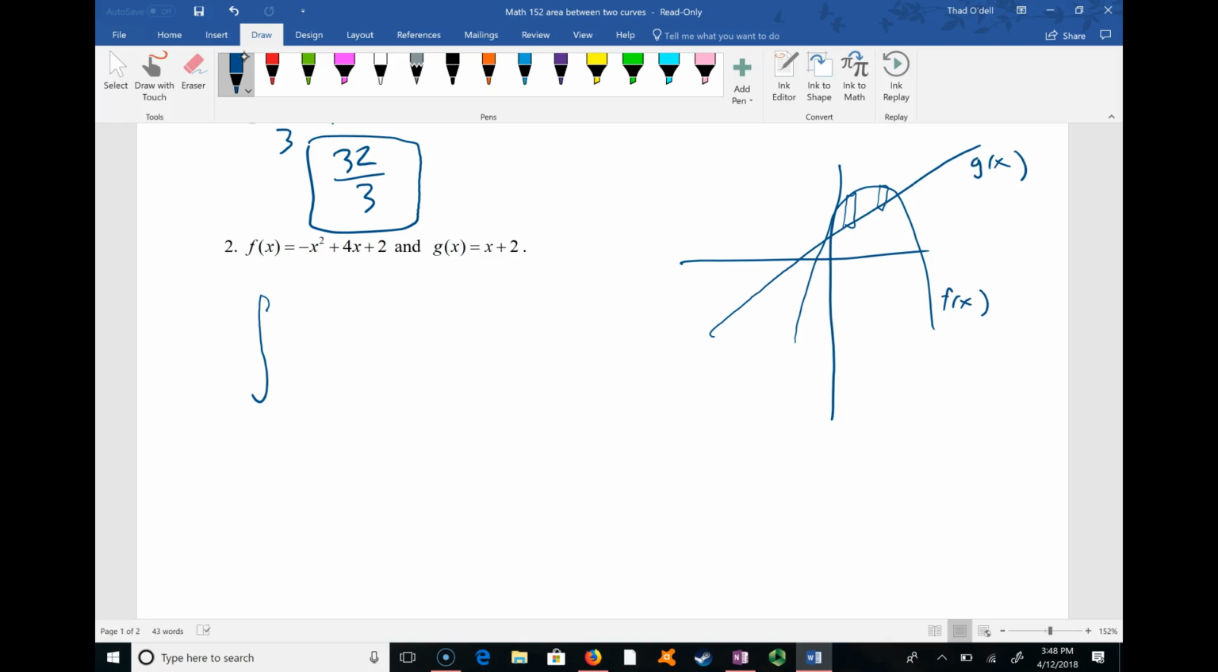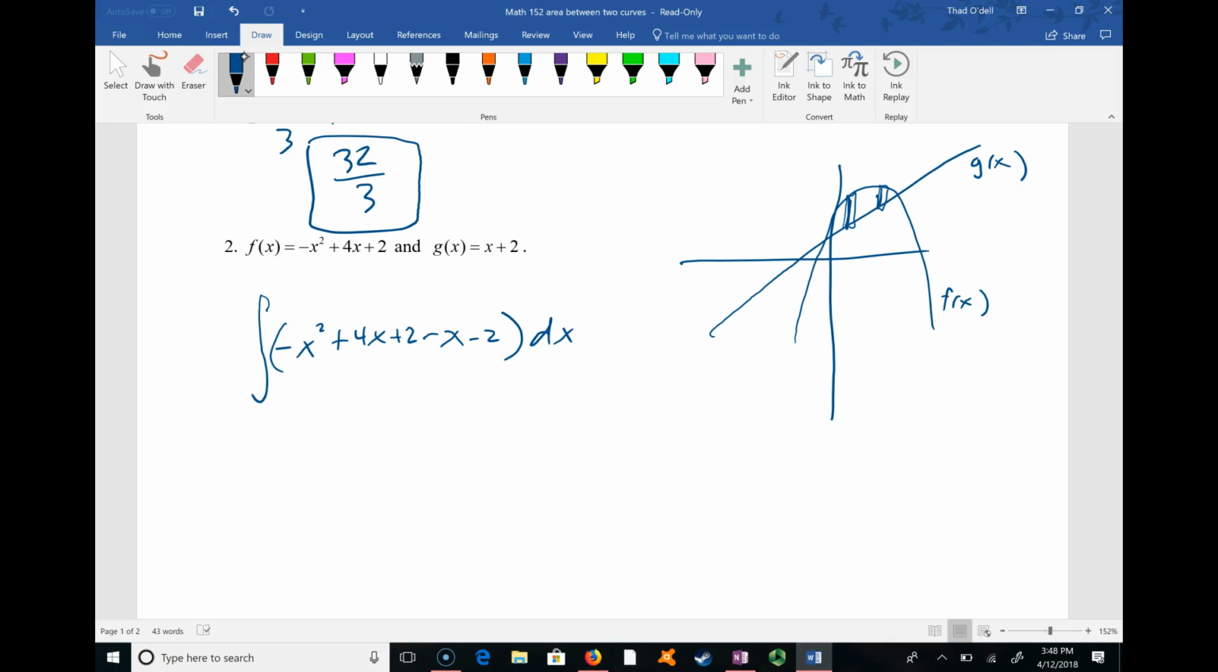So we want to put negative x squared plus 4x plus 2 on top. And then we want to subtract from that the bottom line, because again, that's this height right here. This height is that line minus that line. This height is the same thing, that line minus that line. So we're going to subtract x plus 2, so that'd be minus x minus 2 dx.